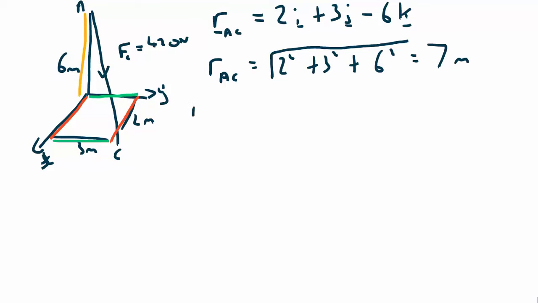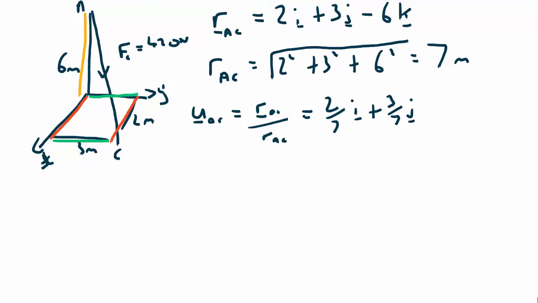But we also know that the unit vector A to C, the proportion of x, y and z to get from A to C, is equal to a vector over its magnitude, so r AC over the magnitude of AC, which will be 2/7 i plus 3/7 j minus 6/7 k. And hopefully you'll start to realise why unit vectors are worth looking at as we go through these.